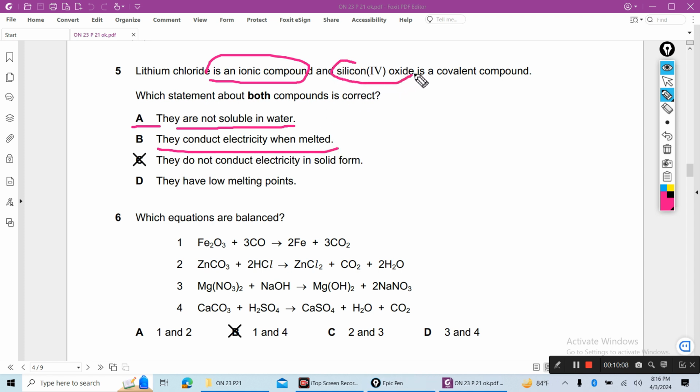Silicon dioxide does not conduct electricity, and they have low melting point. This is wrong because they have high melting point.